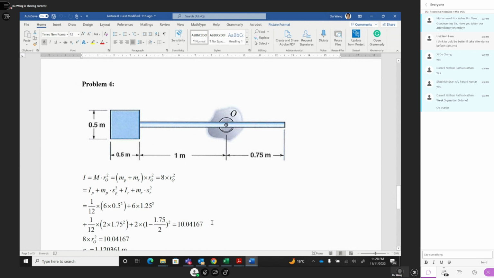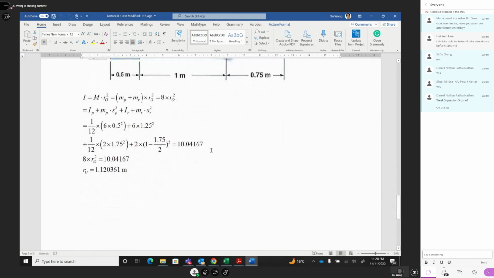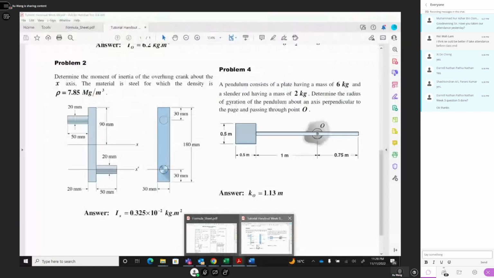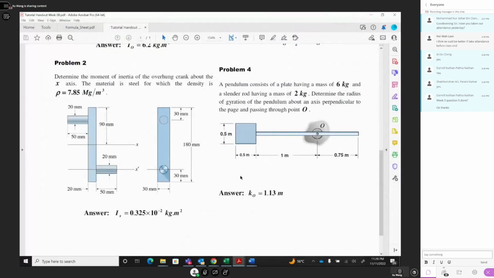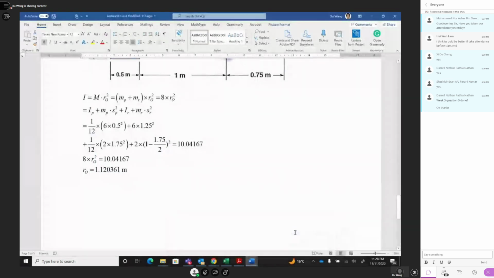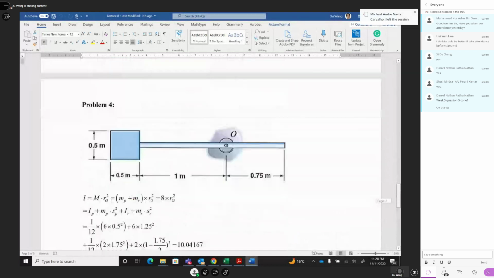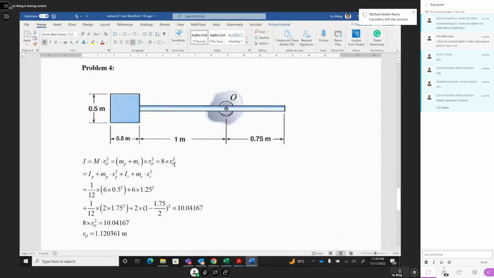Okay, and then you put inside and calculate. Inside, you calculate total equal to 10, and r square equal to 10, and you solve the RO equal to 1.12 meter. That's you get 1.12 meter. That's how you get it. So the total definition for the rotation inertia equals total mass times RO square. That's what we define.